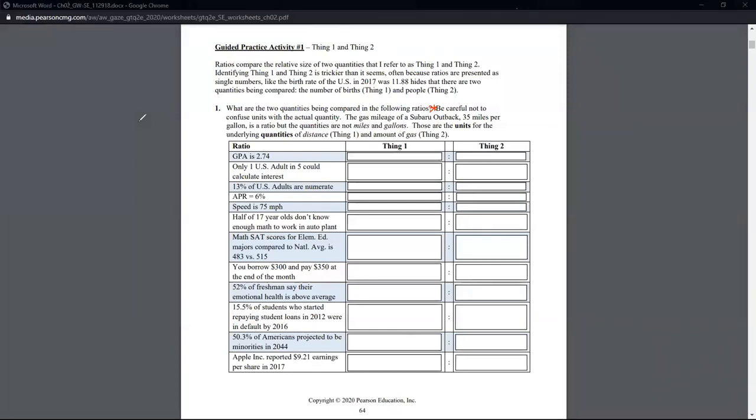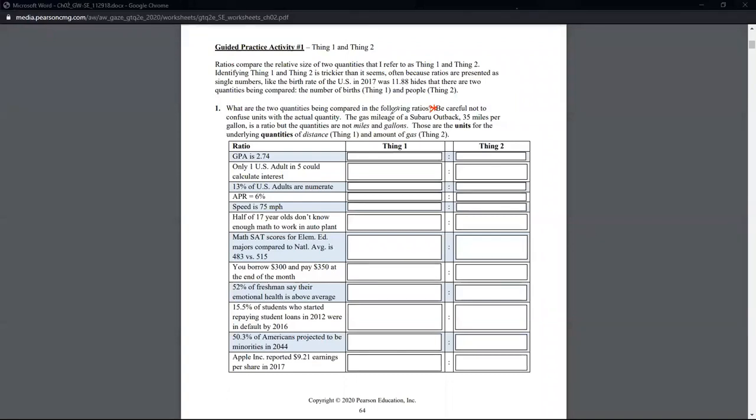What is it, the fifth one? Yeah, the fifth one. The gas mileage of a Subaru Outback is 35 miles per gallon is a ratio, but the quantities are not miles and gallons. Those are units for the underlying quantities of distance and gas. So that's the idea there, that the thing one and thing two are distance and gas, that you shouldn't write miles and gallons because miles is a type of distance and gallons is a type of amount of gasoline. I kind of disagree with them though.